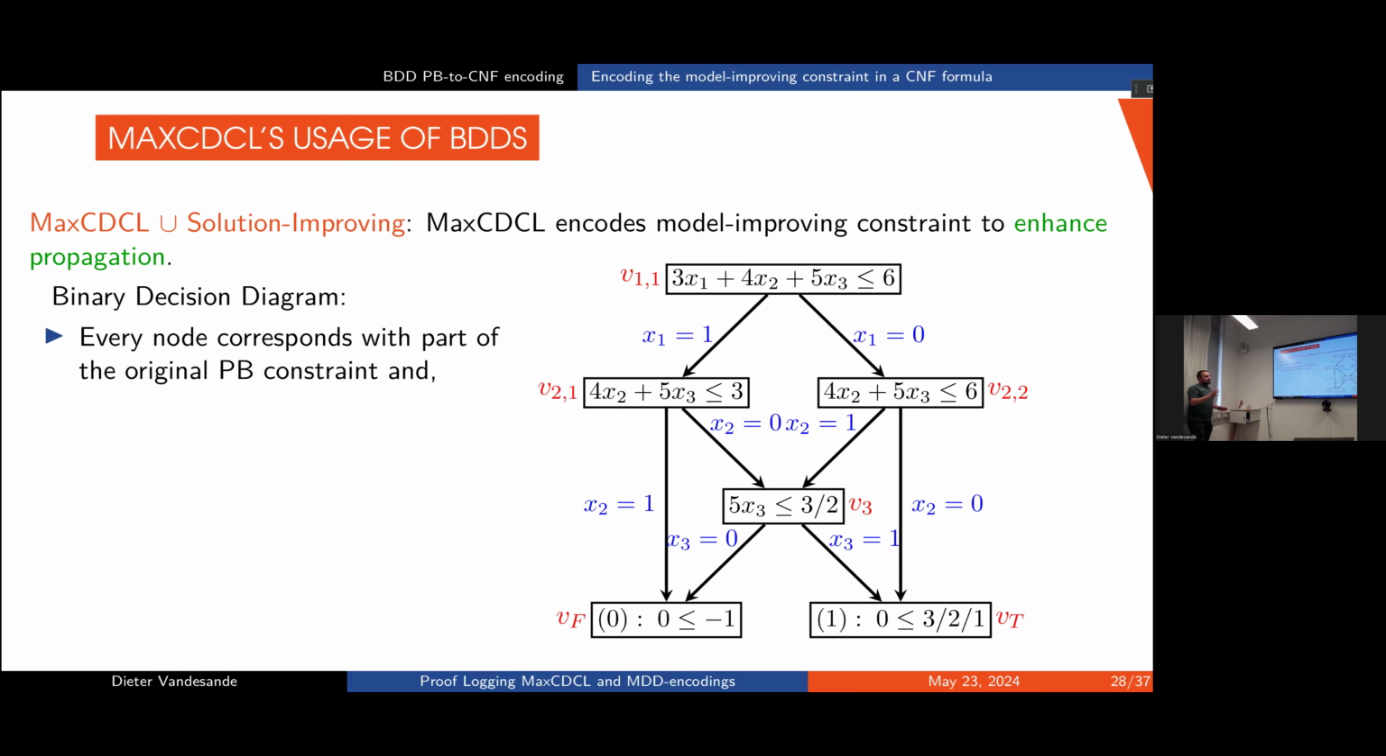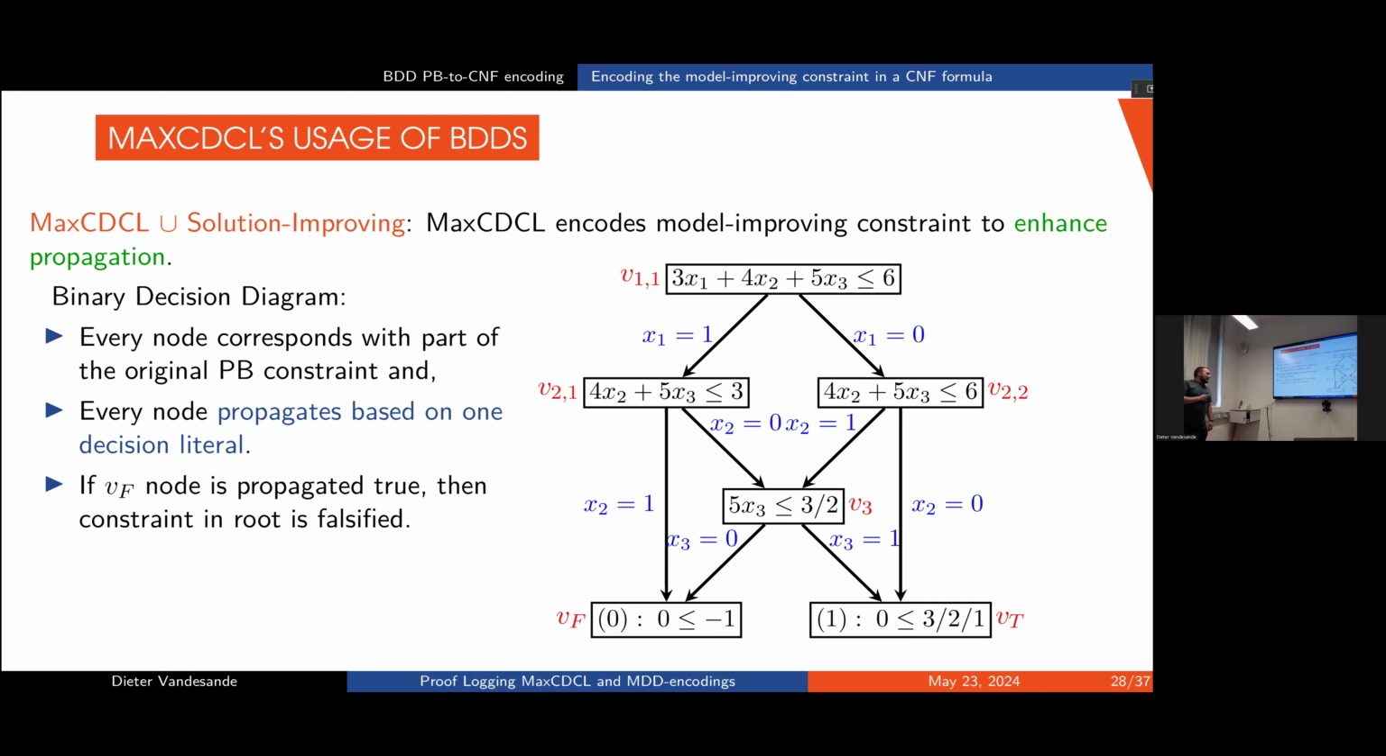So, like I said, every node corresponds with part of the original pseudo-Boolean constraint, and every node propagates based on one decision literal, which is always the first one. So they are always ordered somehow. And then if the false node is propagated through, then the constraint in the root is falsified.